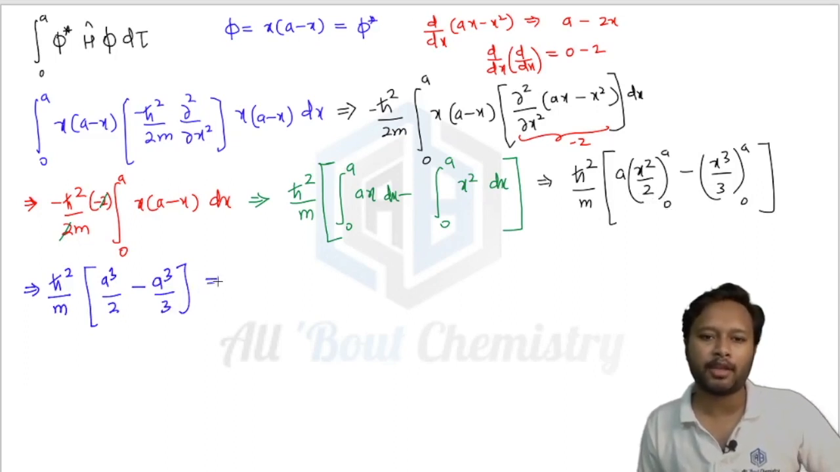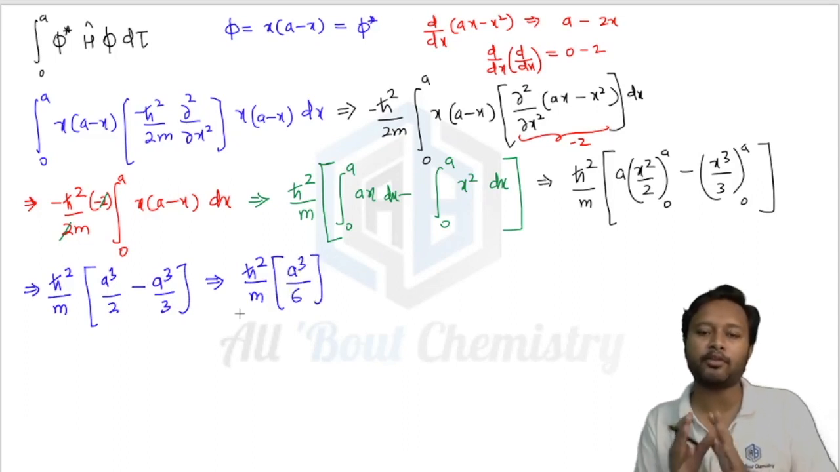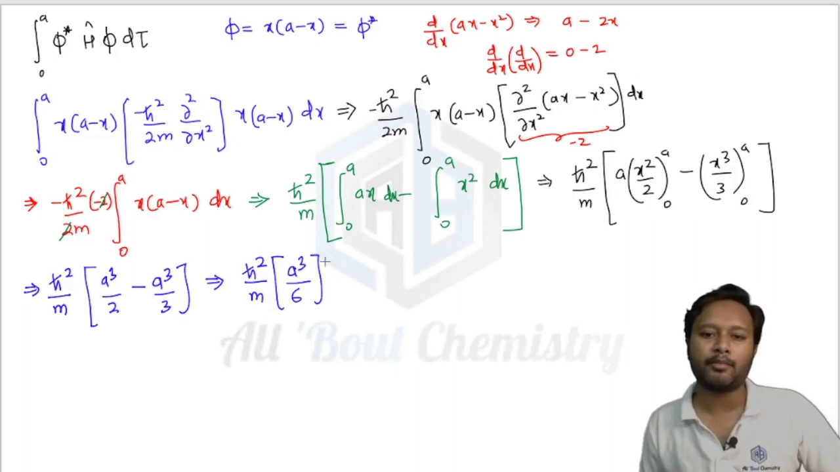Okay. So, in the next part, it will be like h cross square upon m, and here, if you take LCM, this will be 6, and this will be 3a cube minus 2a cube, so that is going to give you just a cube upon 6. So up till here you have solved it, but now I just want to substitute h cross because the E actual is in the form of h. So I can just substitute, because h cross is equal to h upon 2 pi. So I can put that value.